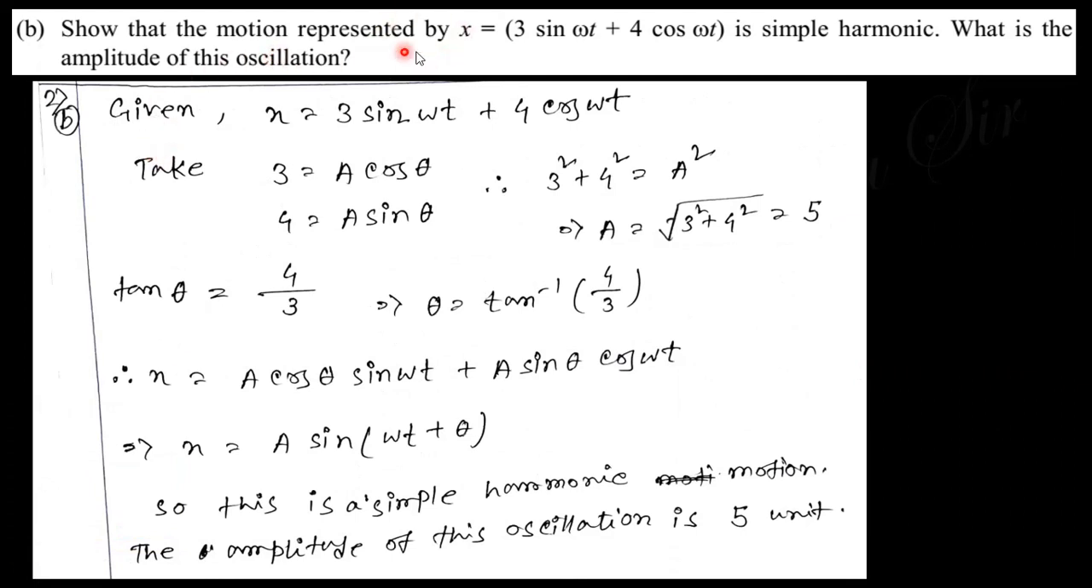That motion is represented by a simple harmonic motion. It can be represented as a cos theta, this one is 4 sin theta, so tan theta equals 4 by 3. So this is a simple harmonic motion. What is the amplitude of the oscillation? The amplitude a is nothing but 5. So the amplitude of the oscillation will be 5.